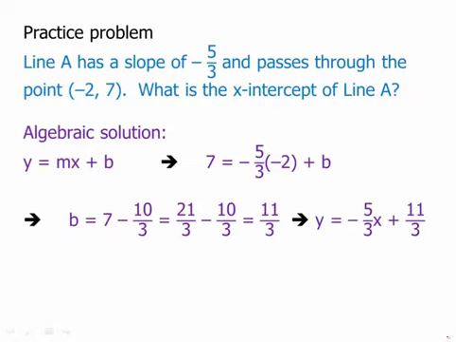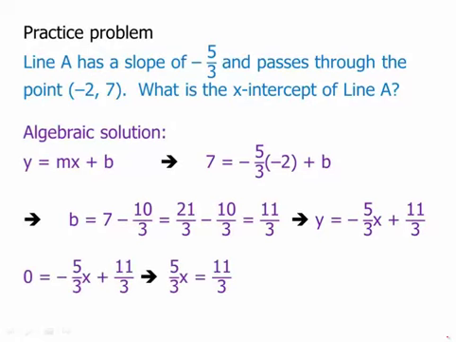So now we have the full slope-intercept form, the full y equals mx plus b form. Now, what we need to find is the x-intercept. Well, of course, the way we find the x-intercept of a line is to set y equal to 0 and solve for x. So multiply by 3, and we get an x-intercept of 11/5, or 2.2 as a decimal. So that is a completely algebraic way to solve the problem, and that's a perfectly correct way to solve the problem. That will get the answer.